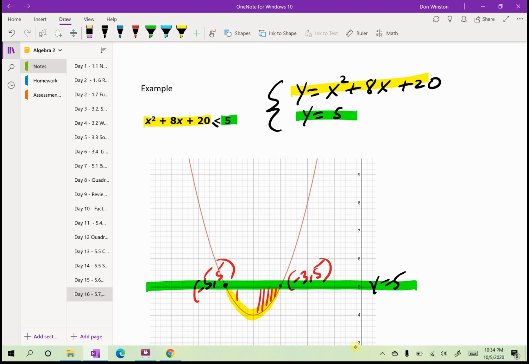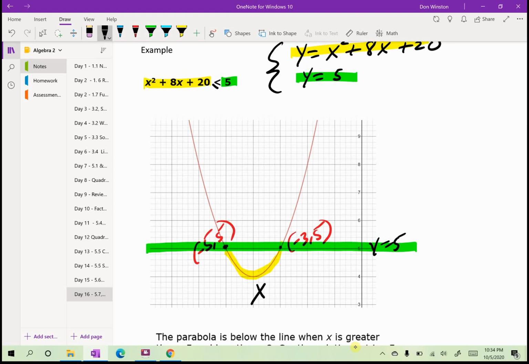Always less than. All right, so let me get rid of that. If I write that as an inequality, that would be x is less than or equal to -3 and greater than or equal to -5. The y value will always be less than the green value for the x values between and including -3 and -5. And then in interval notation, it would be -5 closed, -3 closed.